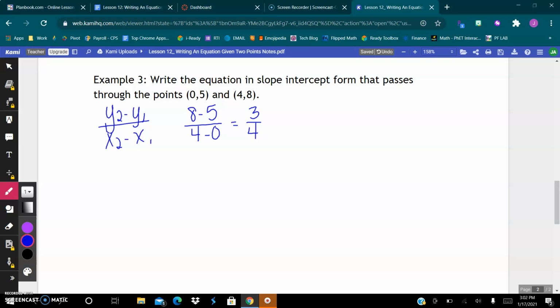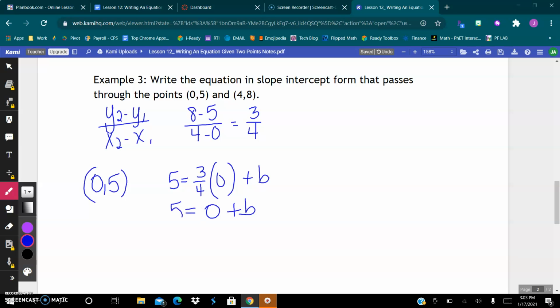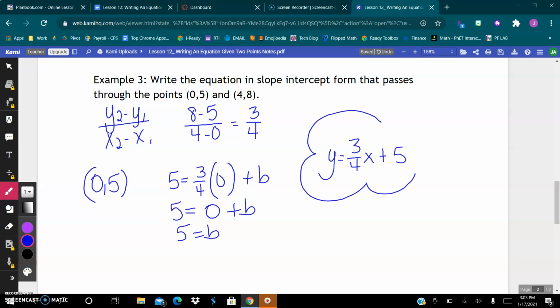And then pick a point. I'm going to pick (0, 5). Doesn't matter which one you pick. You're going to solve and find that b is the same number. All right, so 5 is our y. 3/4 is our slope. Our x is 0. And then plus b. So anything times 0 is 0. So that simplifies to 0. So 0 plus something is going to give us 5. So b would be 5. So y equals 3/4 x and a positive 5 for a y-intercept.